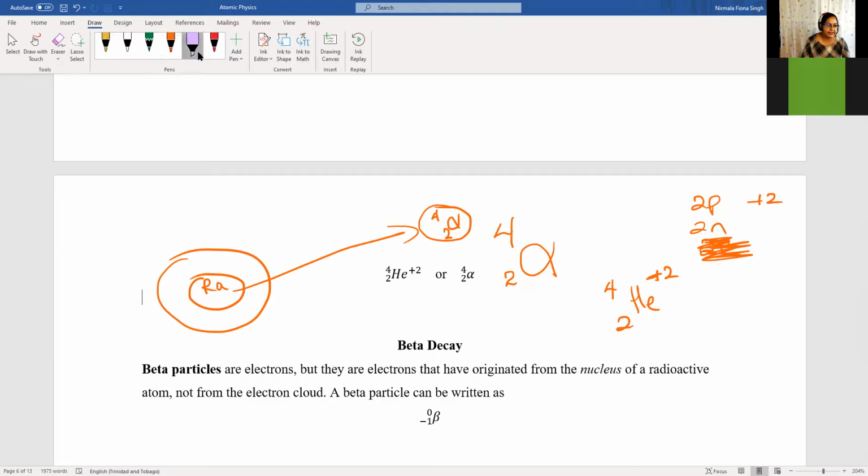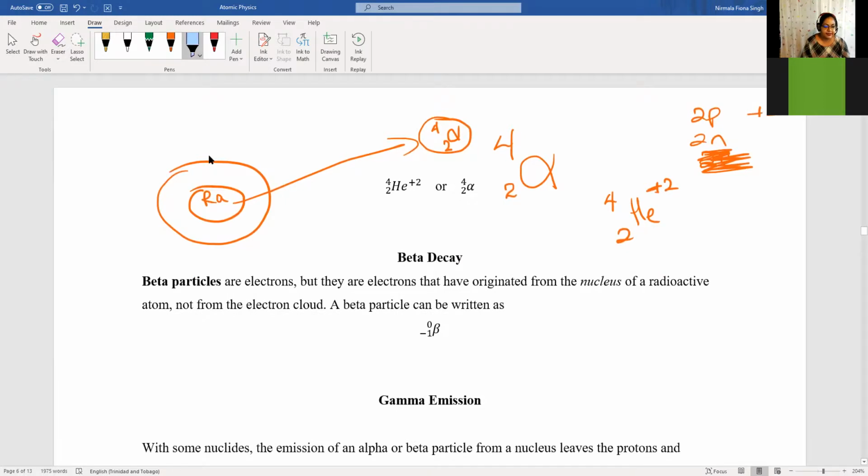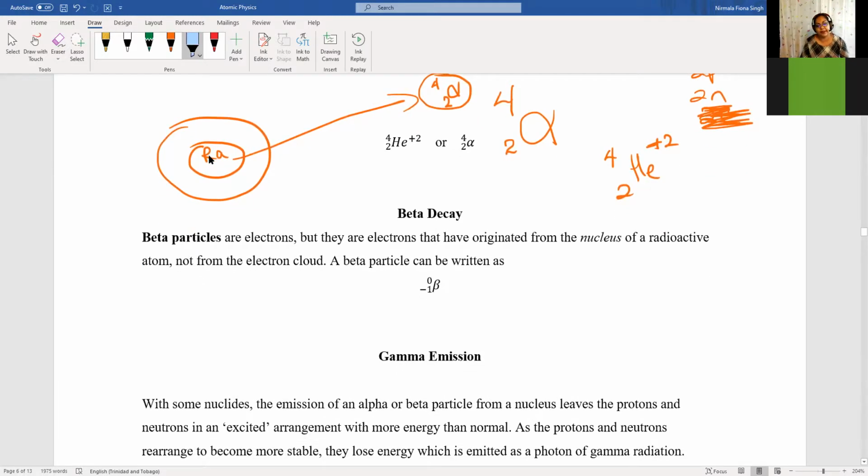Next one here, now this one tends to be a little bit confusing, but you have to kind of bear with it. Beta decay. Beta particles are electrons. Essentially, the physics of a beta particle is an electron. It has the mass of an electron. It has the charge of an electron. It behaves like an electron, but is it an electron?